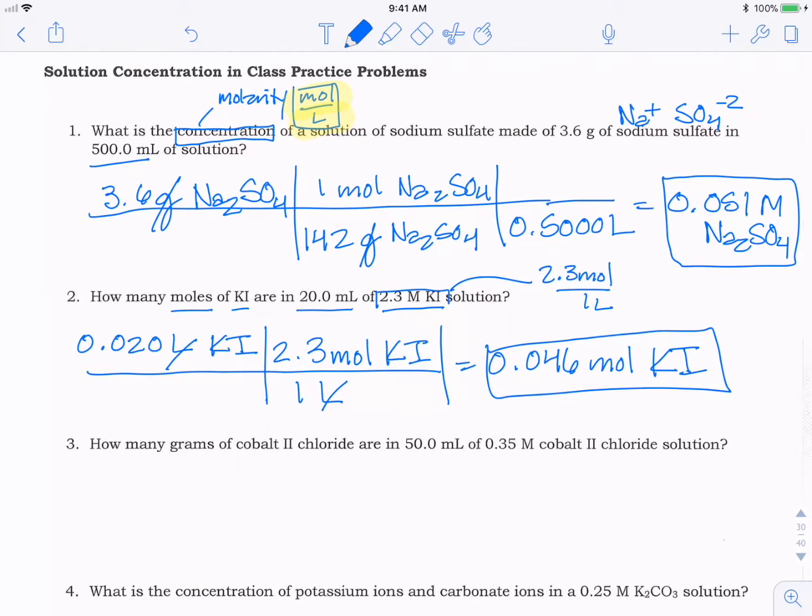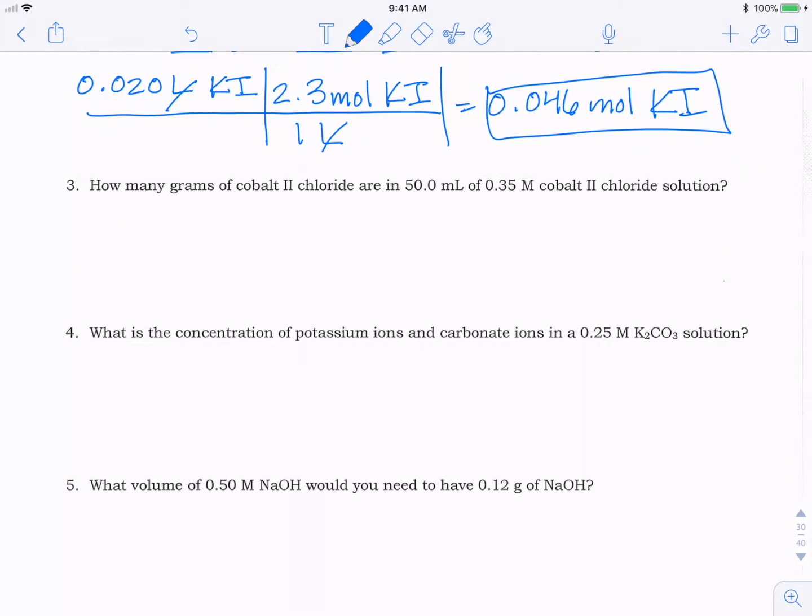All right, so let's keep going. All right, how many grams? That's what you're looking for. Of cobalt 2 chloride, CoCl2, are in 50 milliliters of a 0.35 molar solution. Okay, what's the rule? Never start a problem with molarity. So we're going to start with milliliters, which I'm going to change to liters. You may wonder why in the world we always do that. Why not just give us liters? Well, most of the time in the lab we use milliliters instead of liters, so that's why we do this.